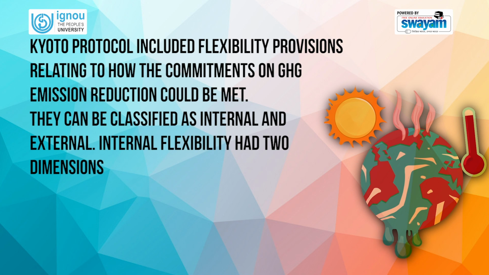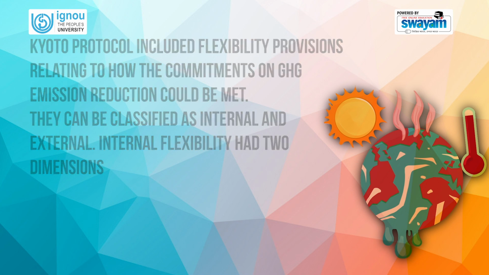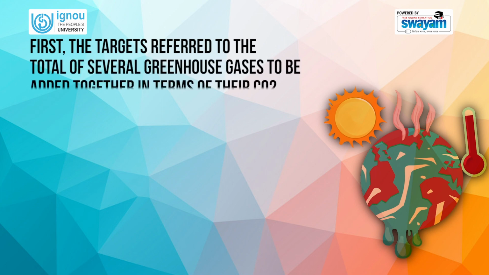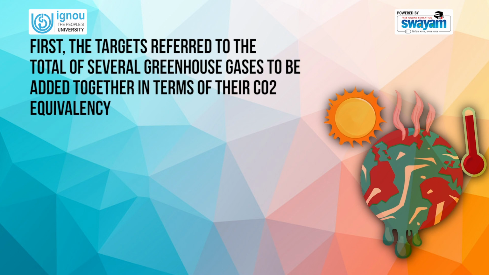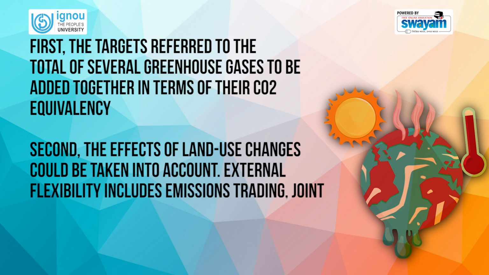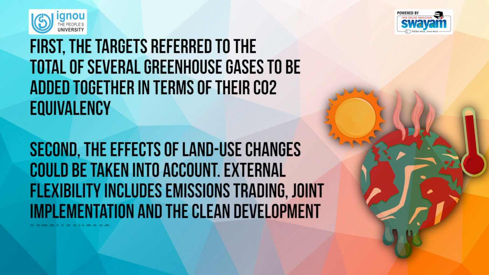They can be classified as internal and external. Internal flexibility has two dimensions. First, the target referred to the total of several greenhouse gases to be added together in terms of their carbon dioxide equivalent. Second, the effects of land use changes should be taken into account. And external flexibility includes emission trading, joint implementation, and the clean development mechanism.